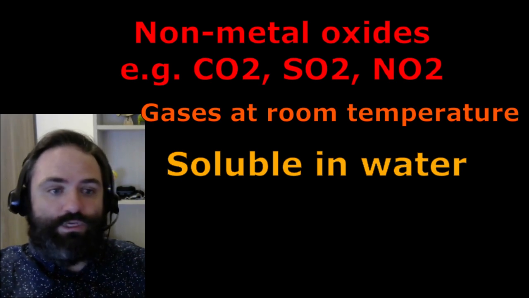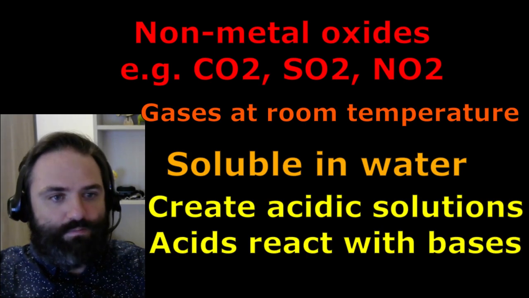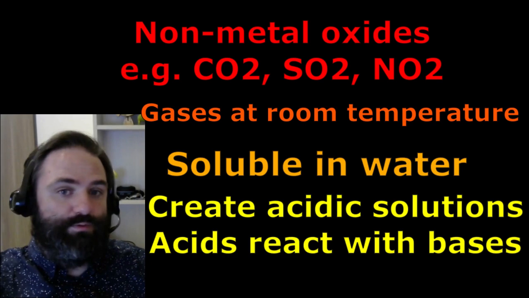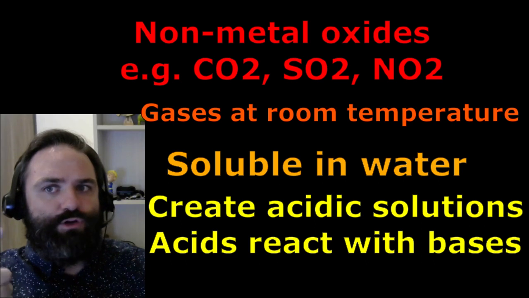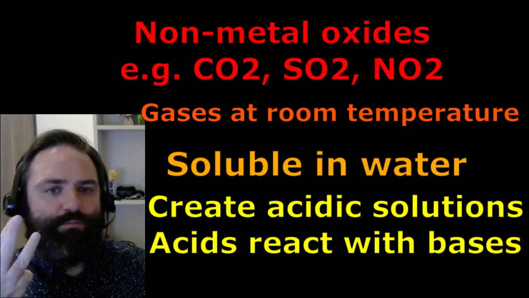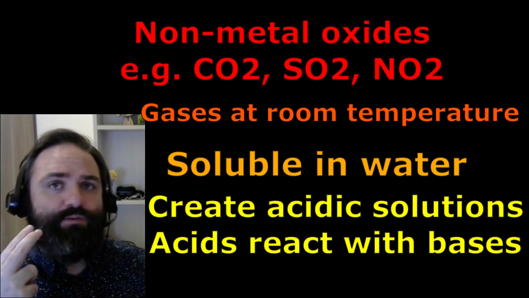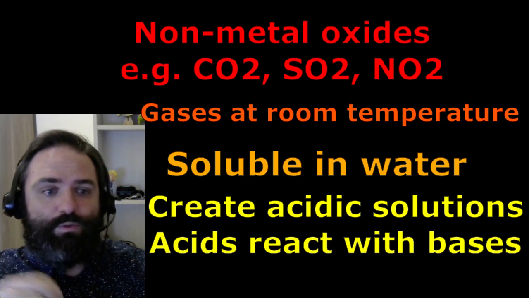When you dissolve them in water, they lower the pH. They create an acidic solution. That means they're going to react with bases. So acids react with bases. Non-metal oxides are acids in solution. So we've covered neutral, acid, base. So we've got salts and some other things. We've got non-metal oxides, which are acids, and then we've got metal oxides, which are bases.